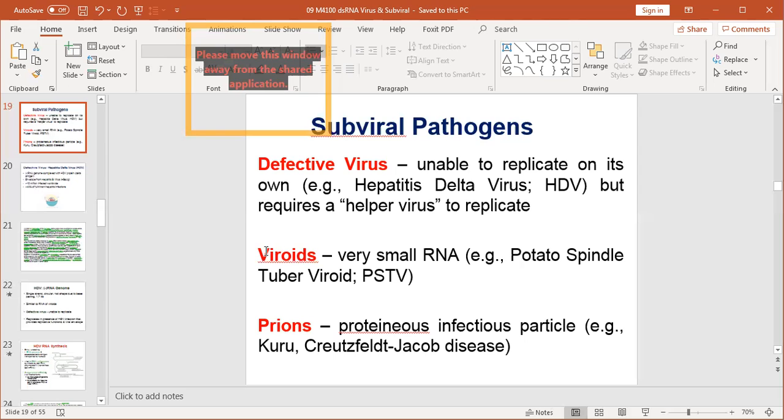Another group of subviral pathogens are viroids. These are very small RNAs. An example would be potato spindle tuber viroid, or PSTV. And the last group of subviral pathogens are prions. These are proteinaceous infectious particles, and they can cause diseases such as Kuru or Creutzfeldt-Jakob disease.